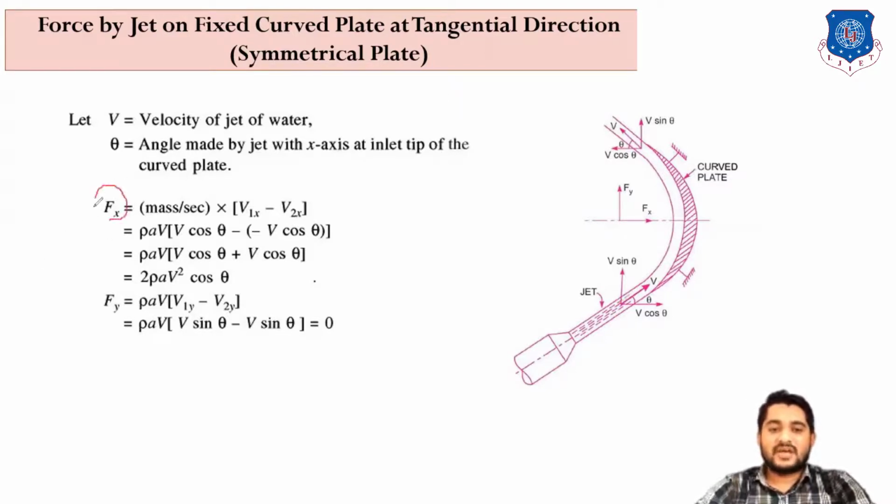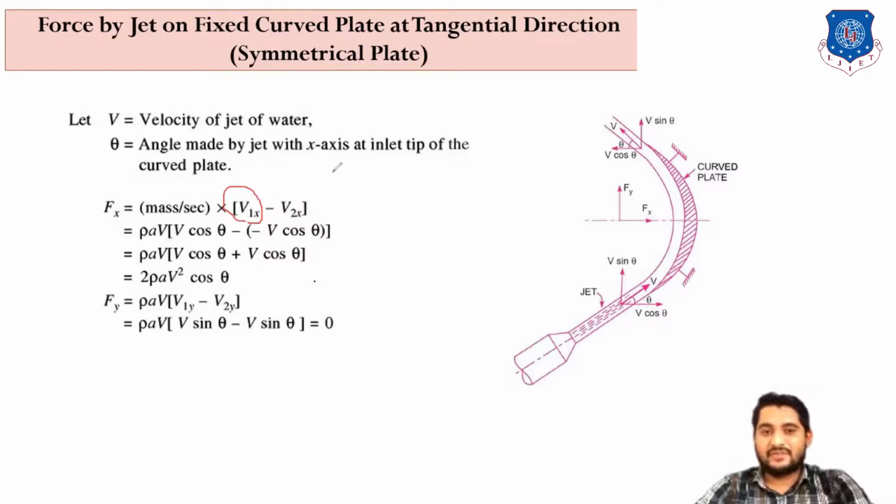So first of all, Fx means mass flow rate into change in velocity in x direction. That means v1x minus v2x. Here we are putting equations directly. So remember students, here Fx is equal to mass flow rate into change in velocity in x direction. Here mass flow rate is rho a v. Now from the sketch, find out v1x.